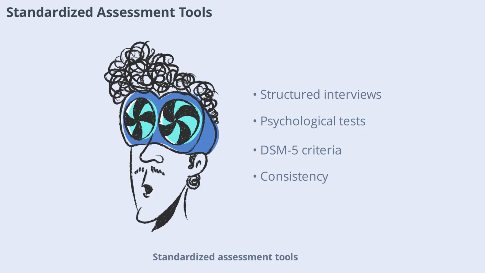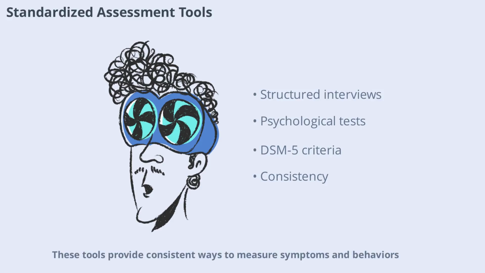Standardized assessment tools, such as structured interviews and psychological tests, are widely used in abnormal psychology research. These tools provide consistent ways to measure symptoms and behaviors, making it easier to compare results across studies and populations. Examples include the DSM-5 criteria and validated questionnaires for anxiety or depression. Standardization enhances reliability and validity, but it's important to ensure tools are appropriate for diverse groups.